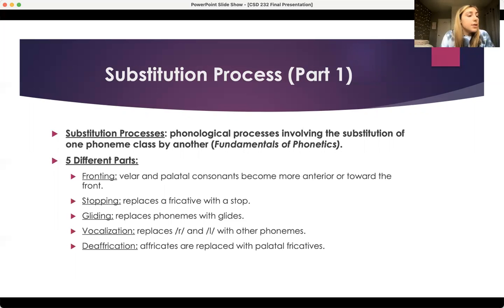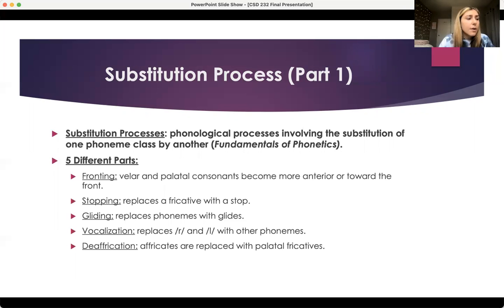Generally, this is suppressed in children with typically developing speech by the ages between 2 years and 6 months and 3 years of age. Next is stopping, and with stopping, we replace a fricative with a stop. And this is generally suppressed in children with typically developing speech by the age of 4 or 5.